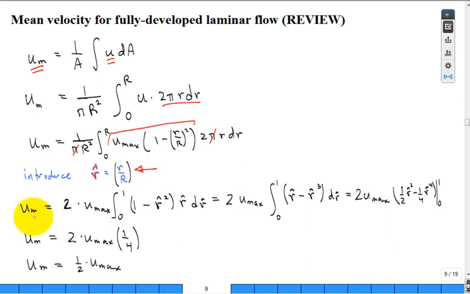But you turn that integral here, and then you just perform the integration, and you come up with the mean is equal to U max times 1/4. Boom! It's 1/2 of the max. It falls right out of the calculus.